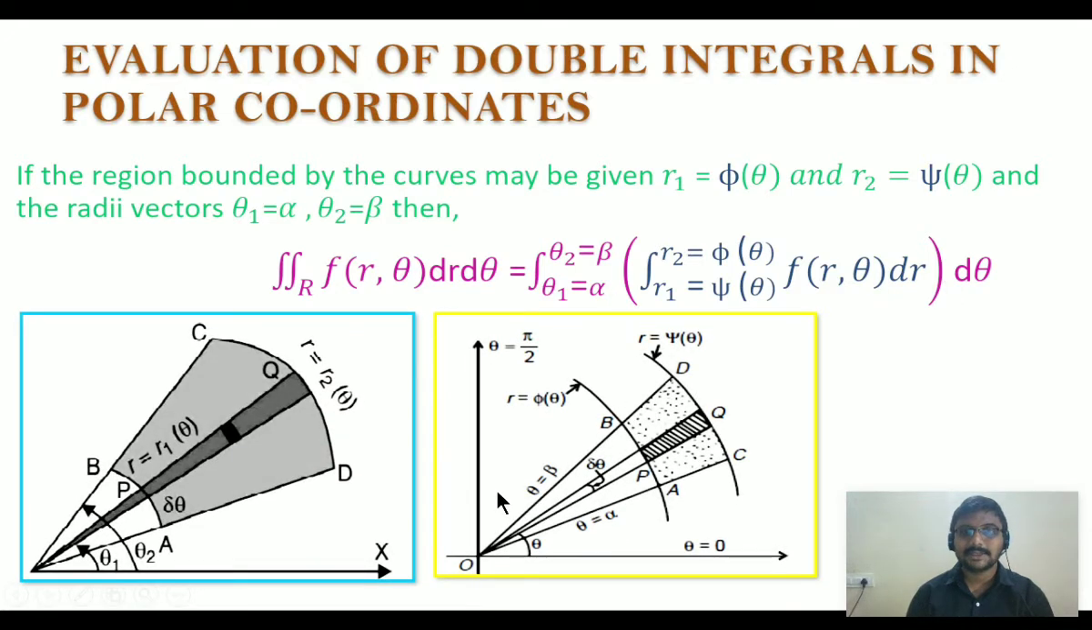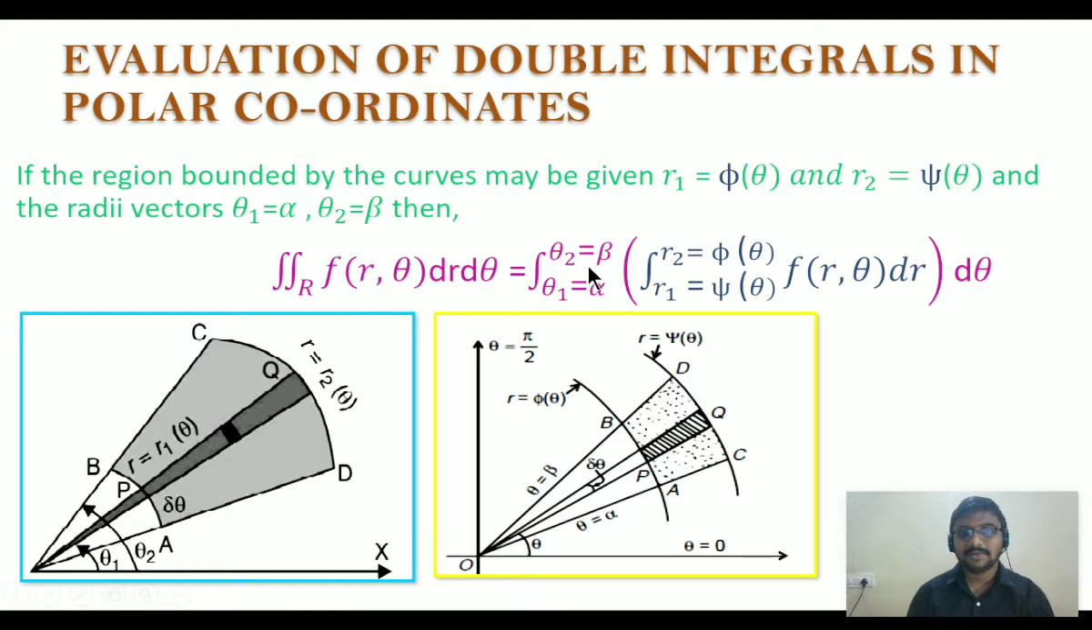The geometrical representation is like this. These are the two curves bounding the region, r1 is phi of theta and r2 is psi of theta, and the radii vectors are theta 1 is alpha and theta 2 is beta. Here we can take a strip. According to this strip, the limits of r are r1 is phi of theta to r2 is psi of theta, and the radii vectors rotate like this, that is theta 1 is alpha to theta 2 is beta.